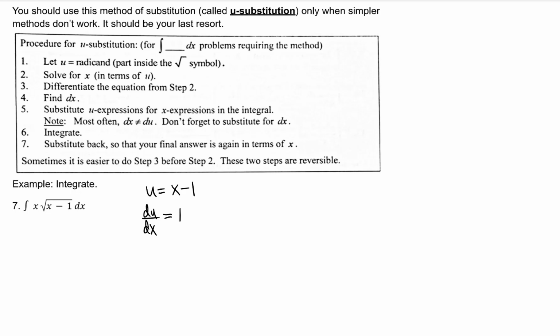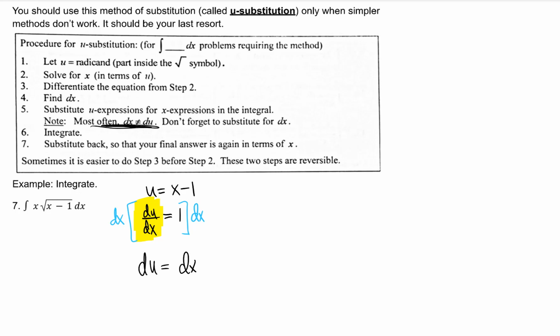This du over dx notation was created by a mathematician named Leibniz. And it's so crazy cool because not only is this a notation that tells us the derivative of u with respect to x, but we can actually treat this notation kind of like a fraction. We can use inverse operations to separate the du from being over the dx. Now du is equal to 1 times dx.